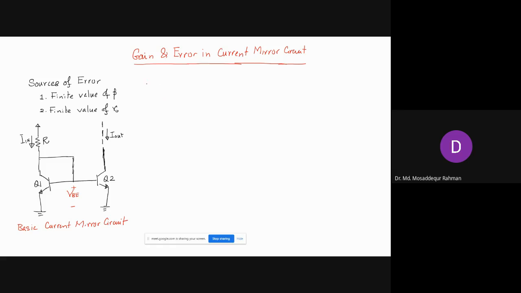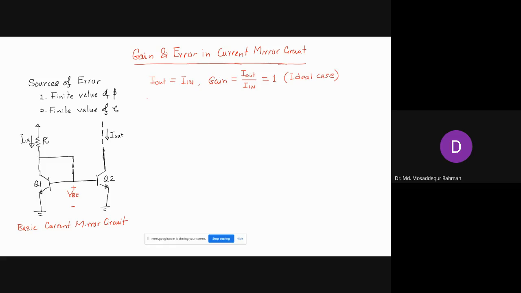Now, in the ideal situation, the output current should be equal to the input current, right? And then we define the gain as the output current divided by the input current. So that is the gain, and that should be 1, right? But that is the ideal situation, okay? Ideal case.